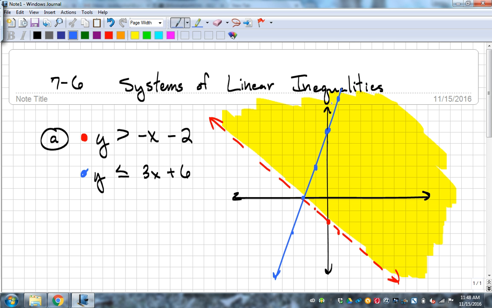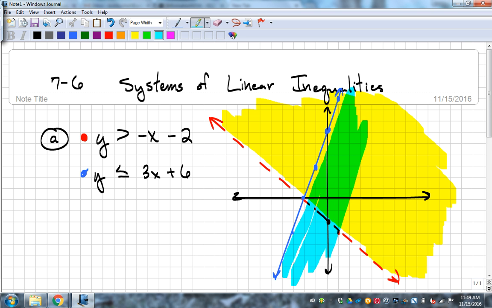And then we have to do the shading for that. So I'm going to plug in 0, 0 because the line doesn't go through it. So it's 0 less than 6. Yes, so that means I'm going to shade toward 0, 0. So this is the right-hand side of that blue line. So that would be this side.